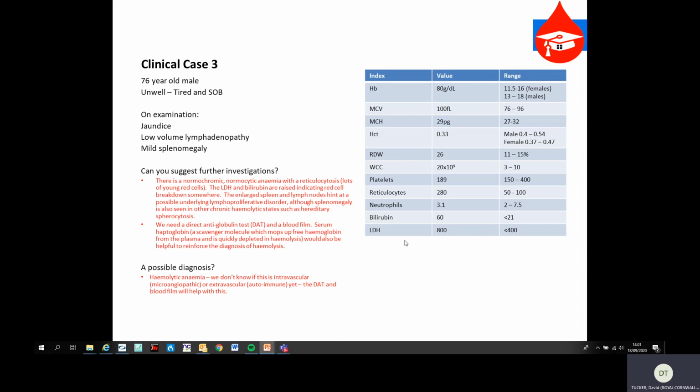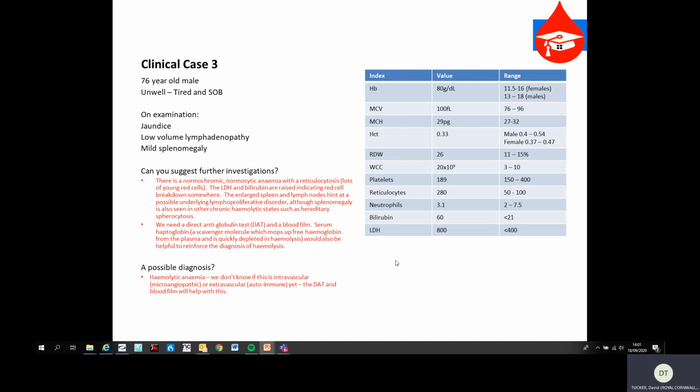Now, if we're thinking this is hemolytic anemia, we want several things. We want a blood film, because a blood film will tell us if there are spherocytes. Remember, the red cell membrane is damaged by autoimmune hemolytic anemia. In autoimmune hemolytic anemia, the red cells are coated in antibody. They are damaged by macrophages. They become spherical, and that is a good clue to it in the blood.